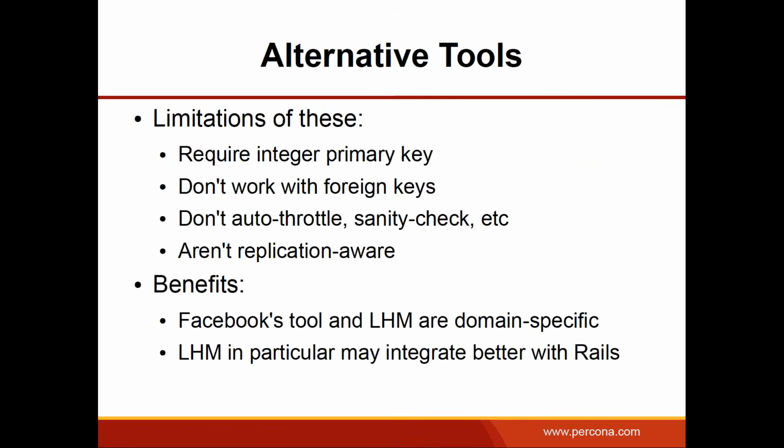So the biggest limitation of most of these tools is they make some assumptions about your database. The primary one is that you have an integer auto-incrementing primary key. This is true for a lot of applications, but it's not true for all applications. And we had a particular customer who asked us to build a tool that could work with primary keys that are not integers. The reason that most of these tools require an integer primary key is that they use this integer to create ranges of rows to copy from one table into the other.